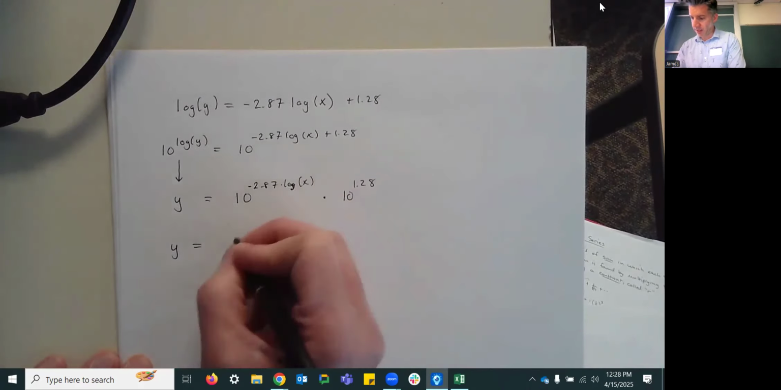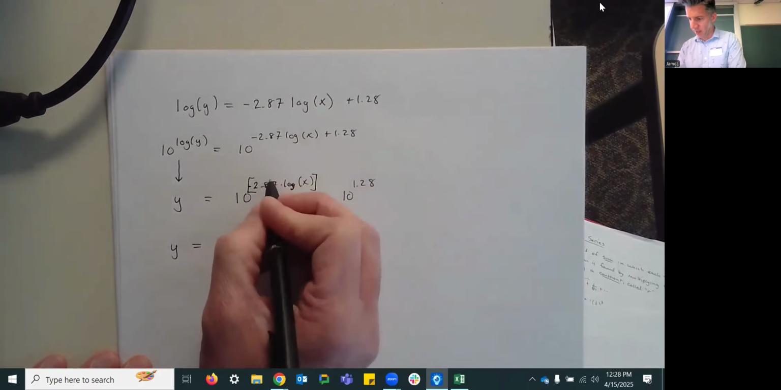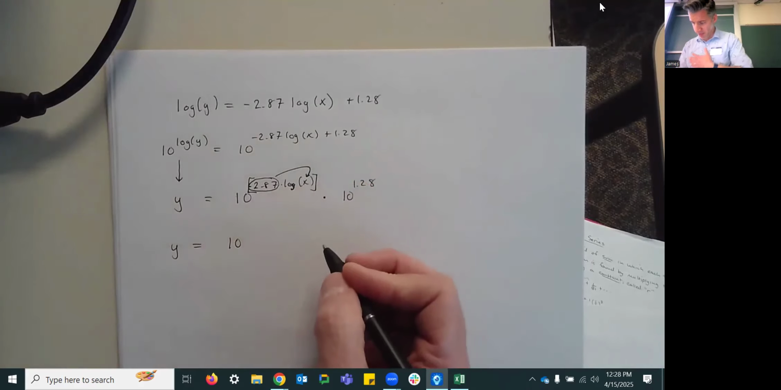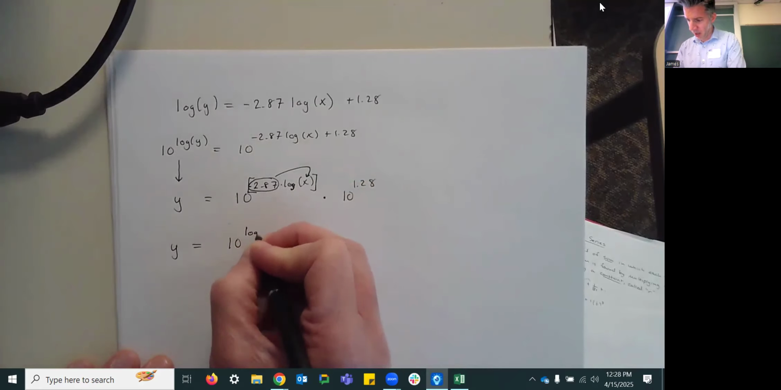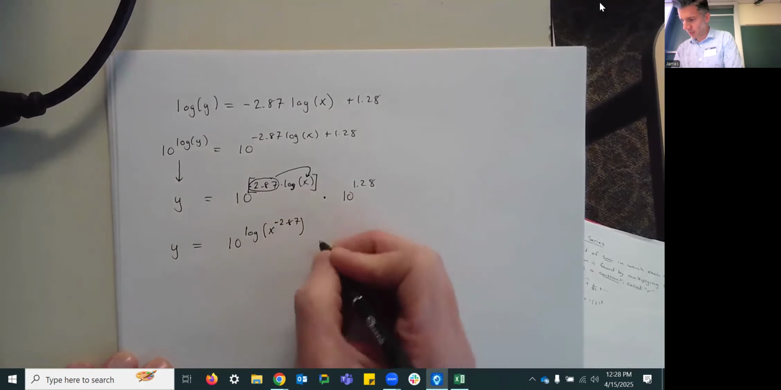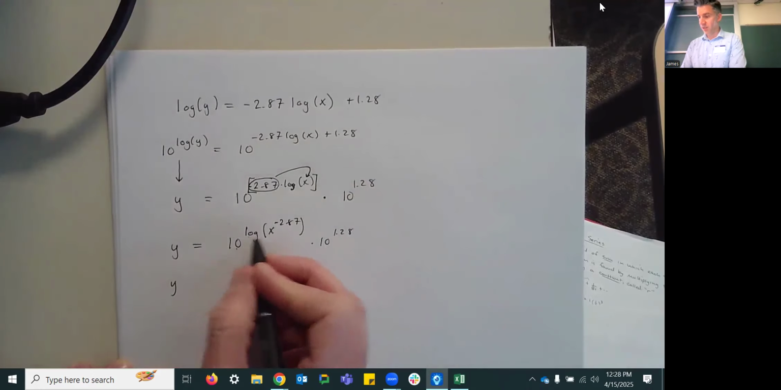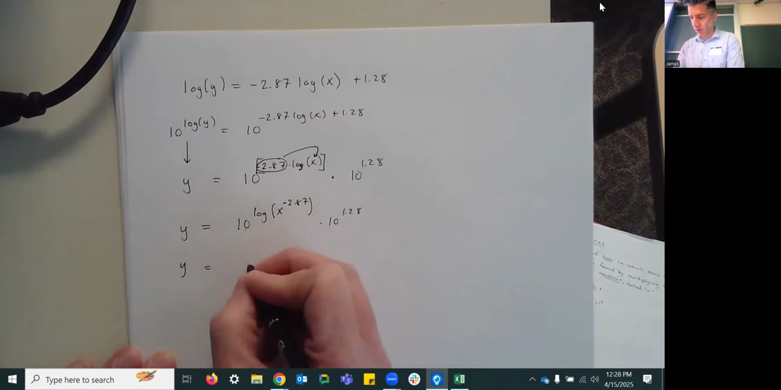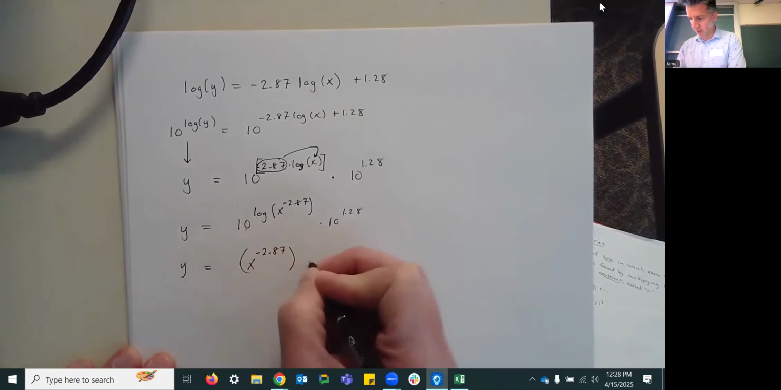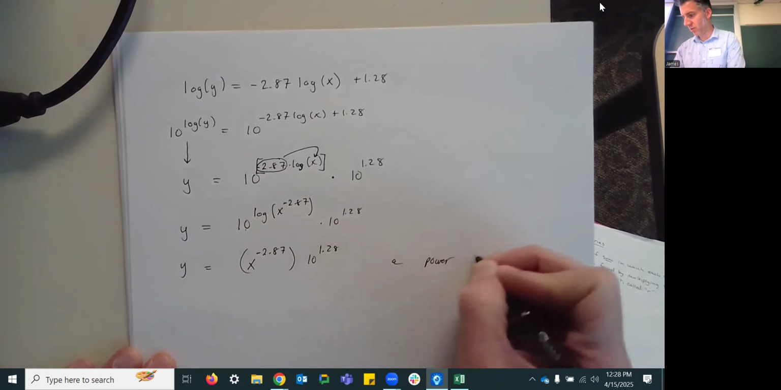We're going to rewrite this as 10 to the, this negative 2.87 times log of X. We can write the negative 2.87 as the power of the X in the logarithm. Excuse me. That's log of X to the negative 2.87 times 10 to the 1.28. And then 10 to the log of some stuff is just the stuff. So we get Y equal to X to the negative 2.87 times 10 to the 1.28, a power function relationship.